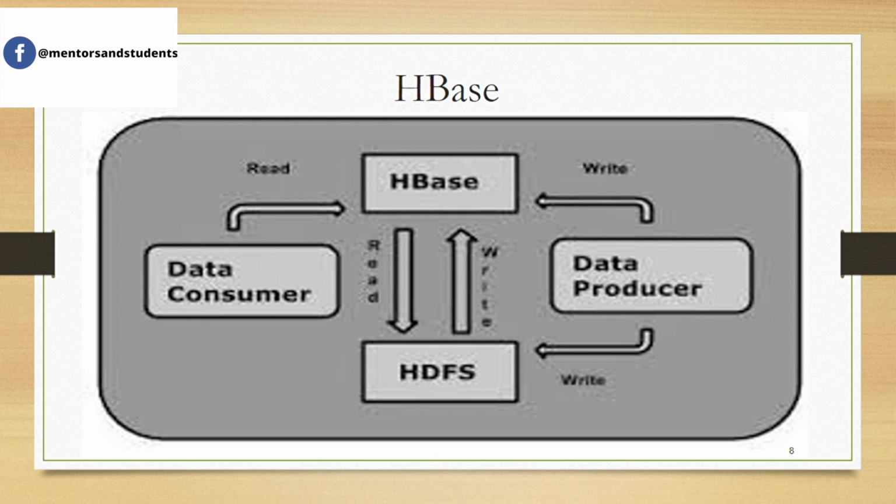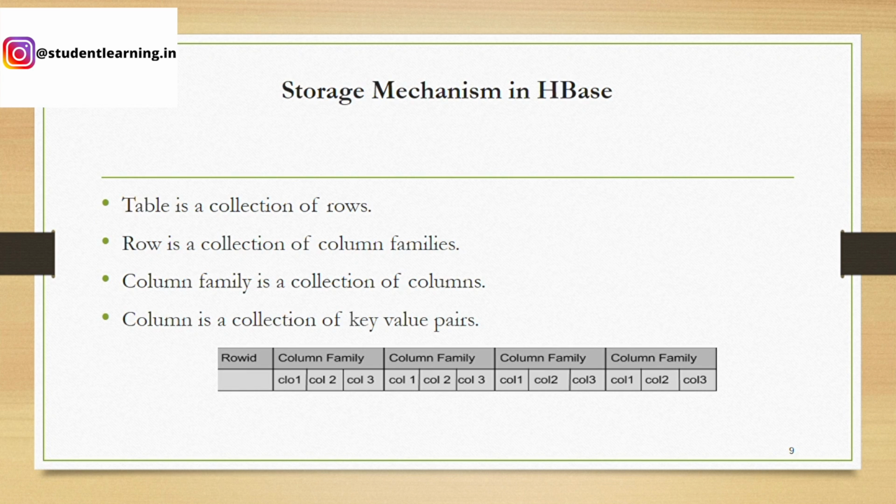Now this is the architecture of HBase. It is divided into four parts: first is HBase, second is HDFS, then data producer and data consumer. There are two types of operations, read operation and write operation, and all the components are connected to each other with the help of different layers.